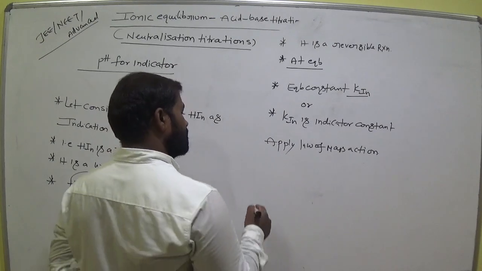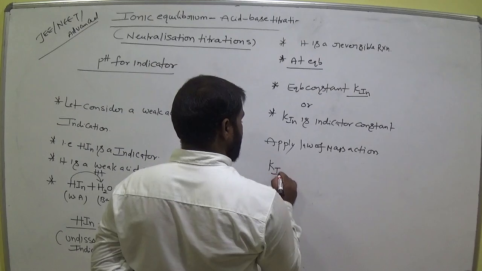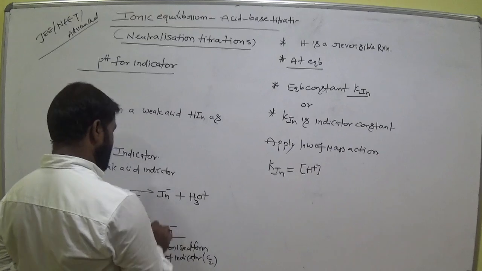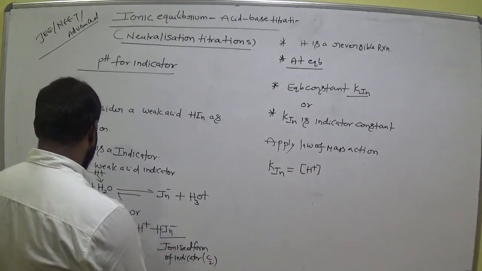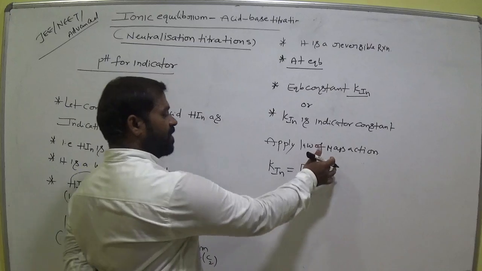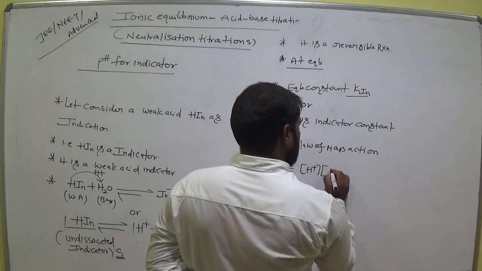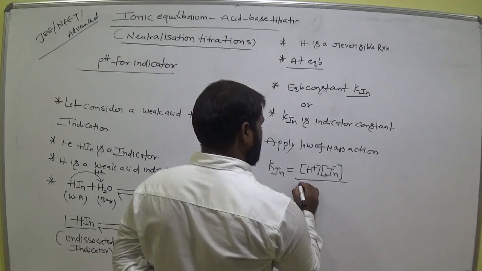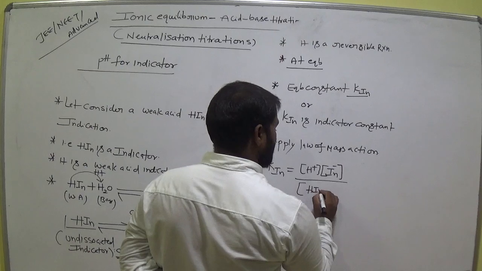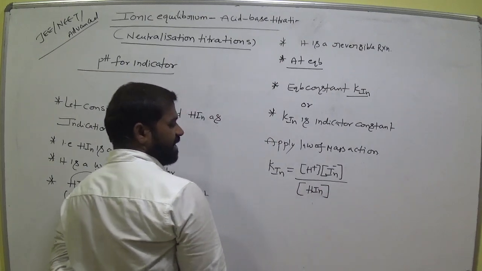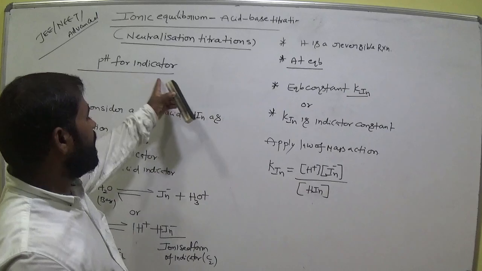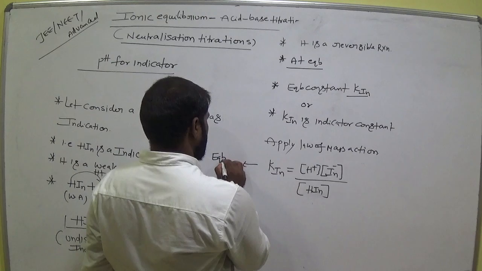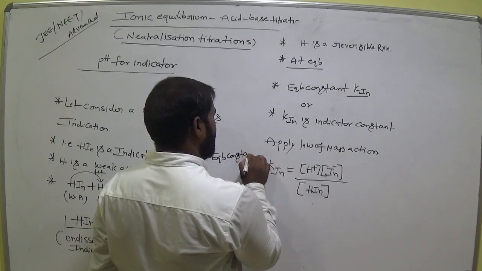We know very well. So now the equilibrium constant Kin is equal to the molar concentrations of products with their stoichiometric coefficients as powers, am I right? Here it is 1, here it is 1, so there is no need to write the power. And In minus, and the molar concentration of HIn. Okay, is it clear? Here we need to calculate the pH of the indicator. So this is the equilibrium constant. It depends only on temperature.